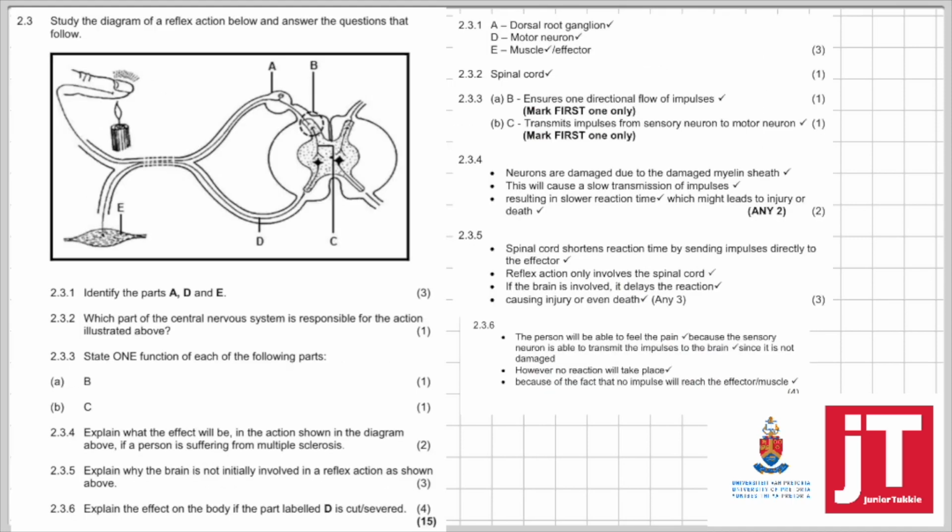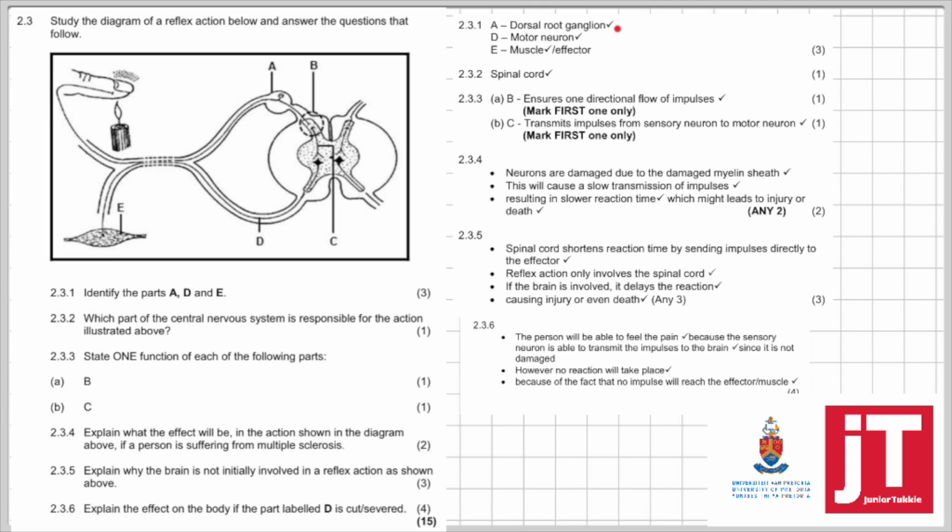2.3. Study the diagram of a reflex action below and answer the questions that follow. So there's your reflex action in your picture. State parts A, D, and E. So A, can you see it's a swelling? That we know this is the dorsal part. So this is the dorsal root ganglion. It's a swelling, so we know it is the dorsal root ganglion.